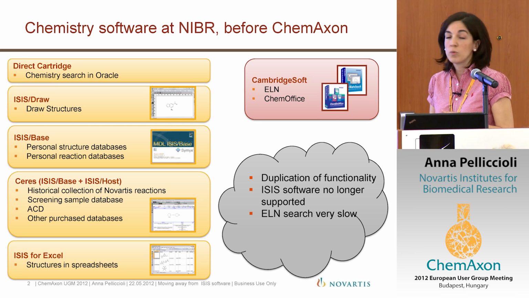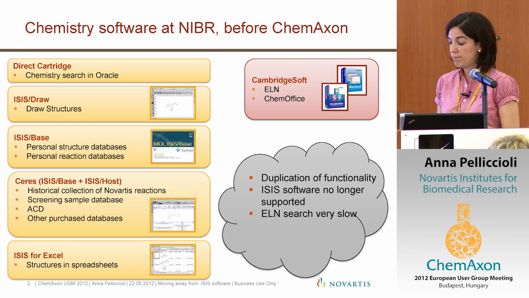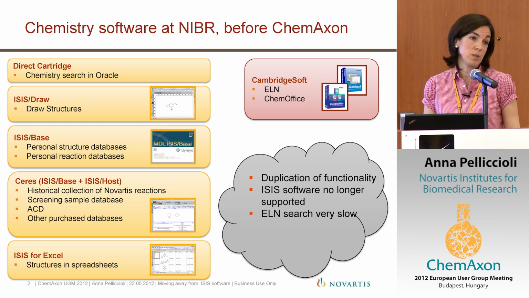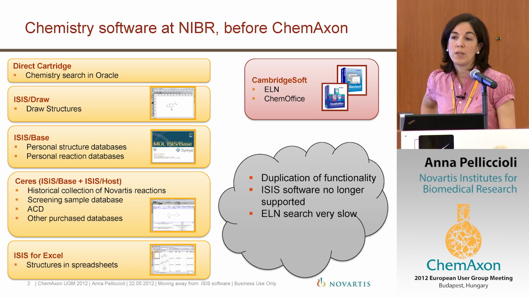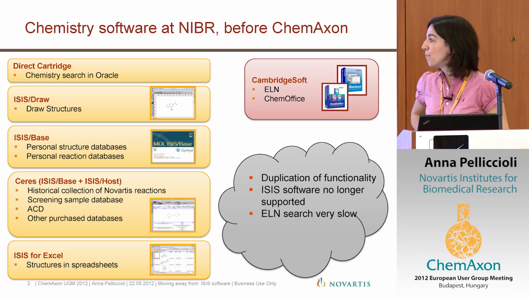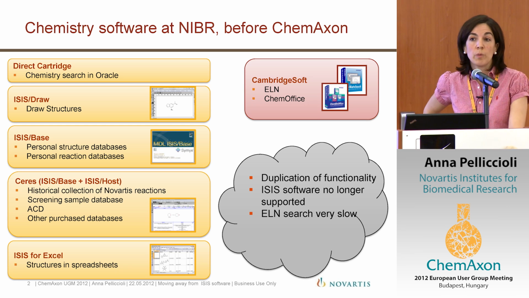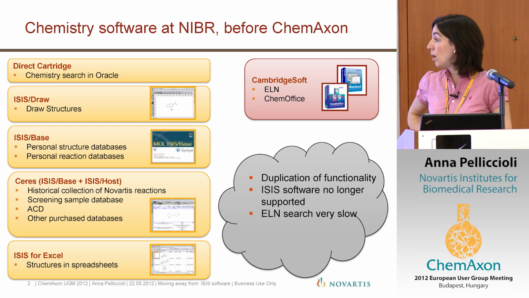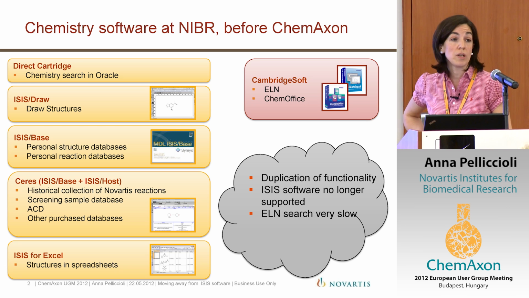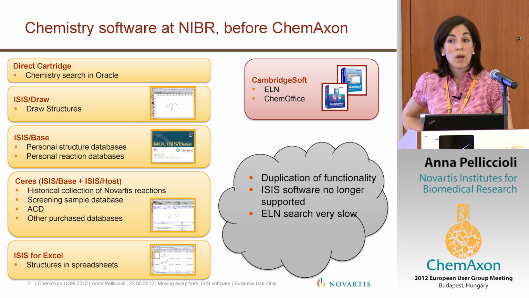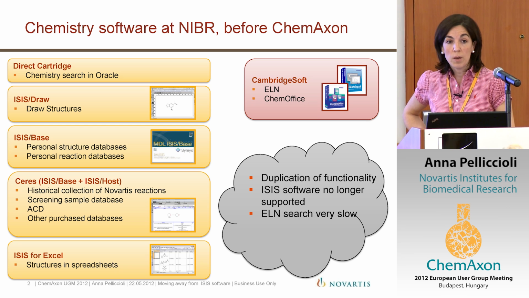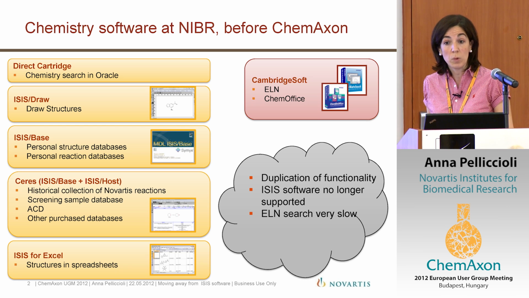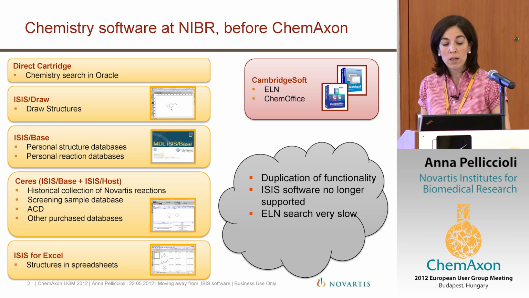Then there were some issues with ELN search. So even now, it's not possible in our environment to do a substructure search inside the ELN, and that's something chemists have been complaining about for a long time. And finally, we found out that IJC software was no longer supported by its vendor. So that was actually the reason why we decided to change and to move to something different, because we didn't want to run into the situation where our application stopped working and there was really nothing we could do about it. We didn't want to get stuck.